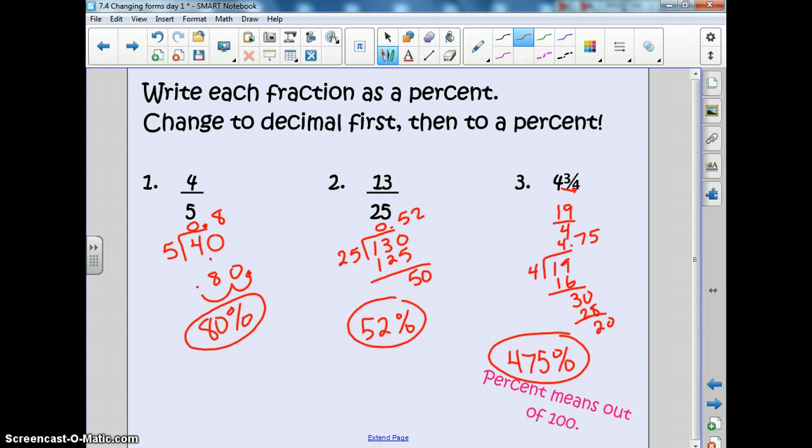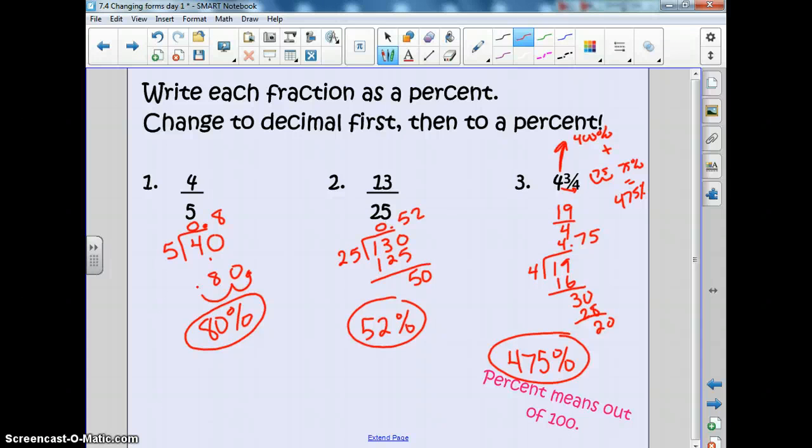Here's an easier way to do this one, just in case you want to try it. If I have 4 whole, that's going to be like 400%. So I'd have 400% right here. And if I have 3/4, we know that 3/4 as a decimal is 0.75. We know 0.75 would be 75%. And I can just add those together. 400% plus 75% equals 475%. So whichever way you want to do it, you can do it either way. You can choose your method.